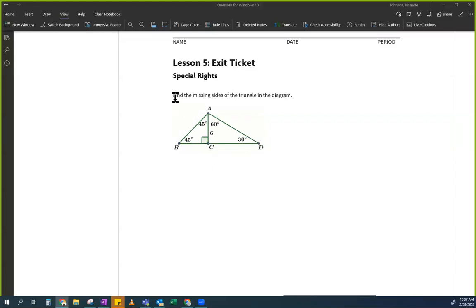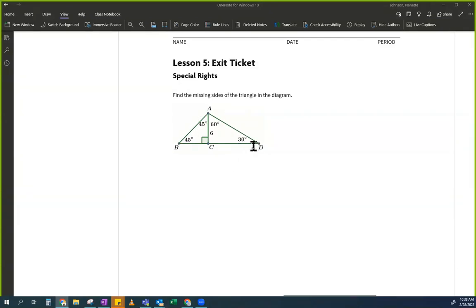Okay, so we're going to explain 5.5's exit ticket, and it says find the missing sides of the triangle in the diagram. The very first thing that I do when I see this, anybody know the very first thing that I would do here? Someone says it: draw my triangles.